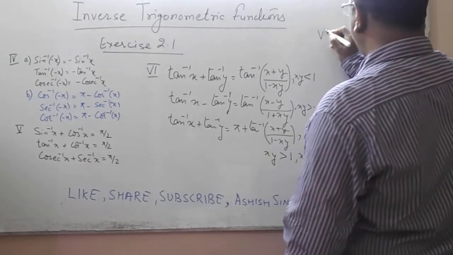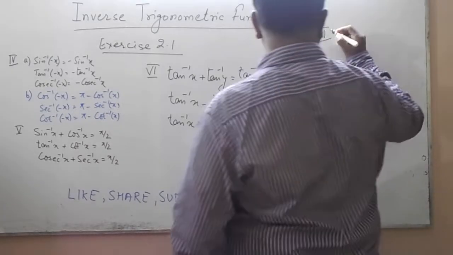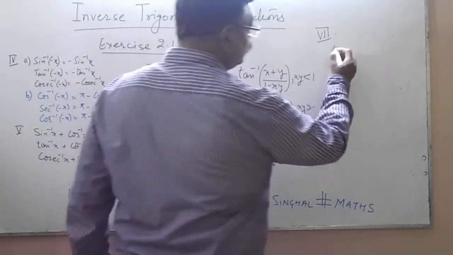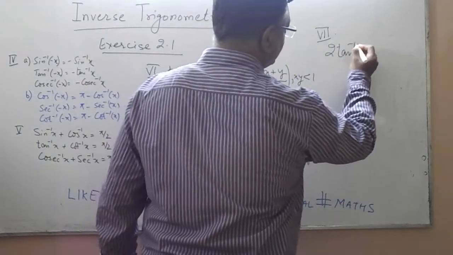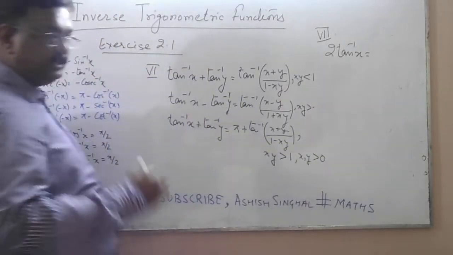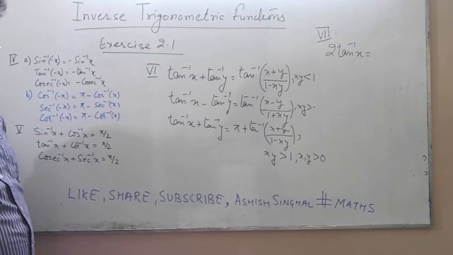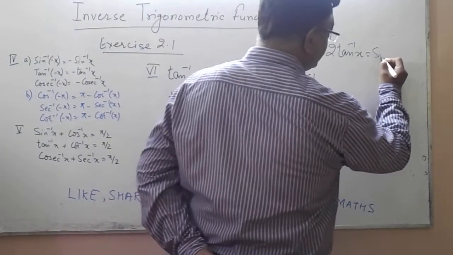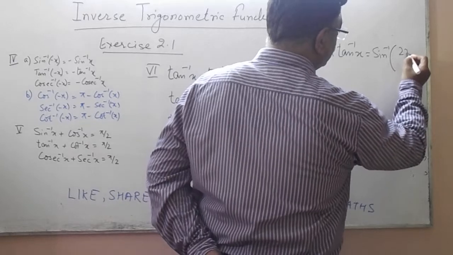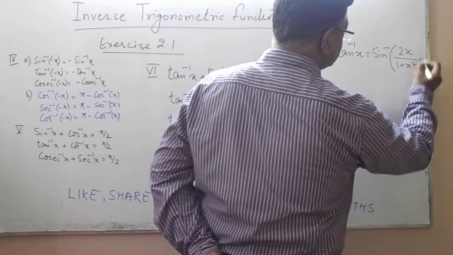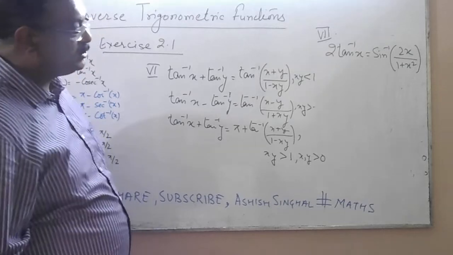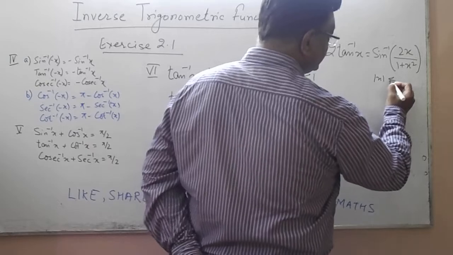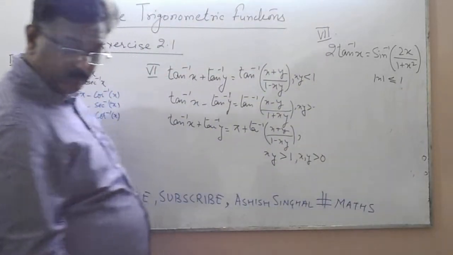The seventh property is writing 2 tan inverse x either in terms of sin inverse or in terms of cos inverse or in terms of tan inverse. So we can write this as sin inverse of 2x upon 1 plus x square, whenever mod of x is less than or equal to 1.